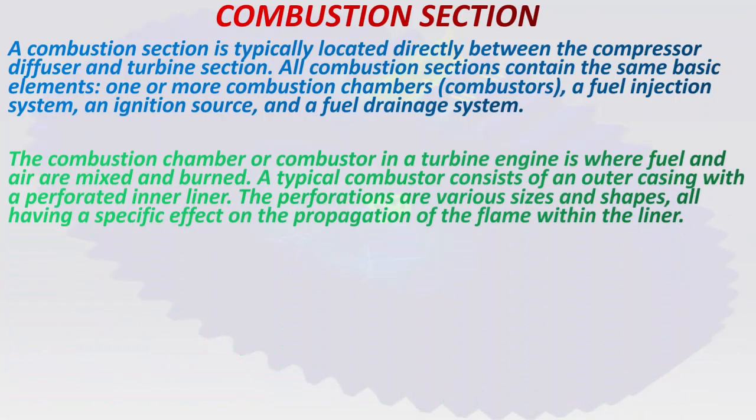The first one is combustion chamber or combustor. The combustion chamber or combustor in a turbine engine is where fuel and air are mixed and burned. A typical combustor consists of an outer casing with a perforated inner liner.